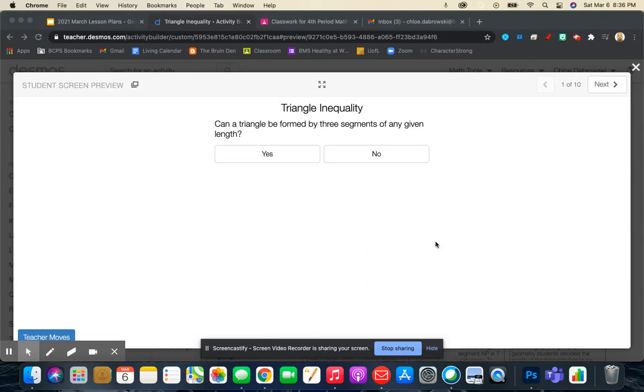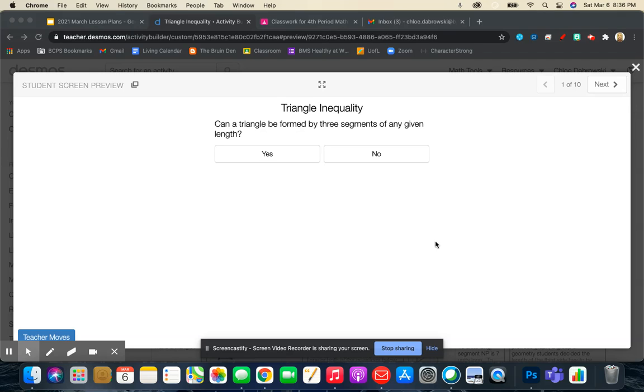Hey Bears, so today we're going to talk about this concept of the triangle inequality theorem. So our learning target is that I can construct a triangle given 3 side lengths or 3 angles. Today's focus will be on the side length. Tomorrow we're going to focus on the angles.